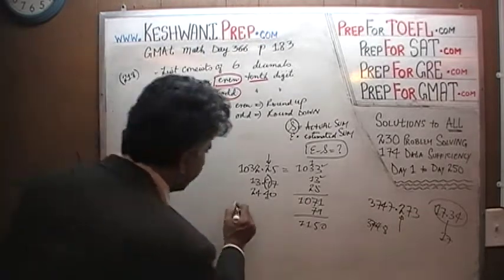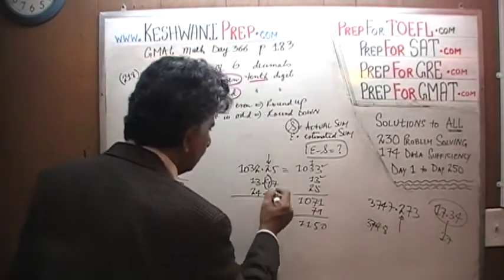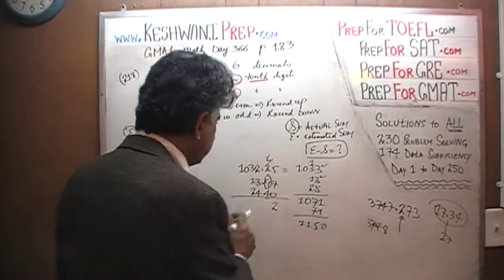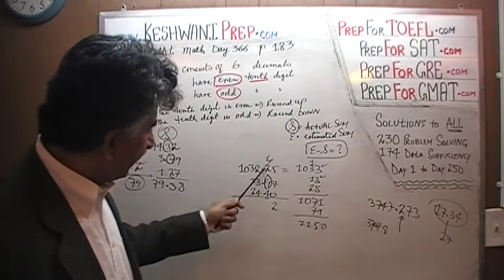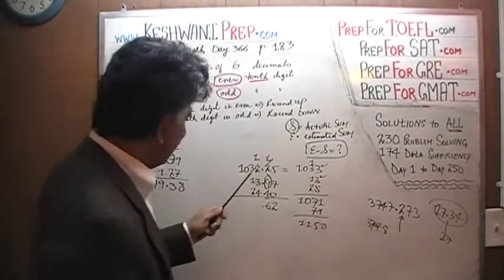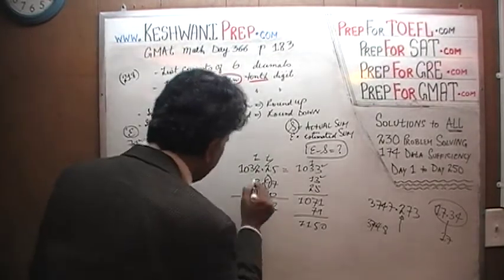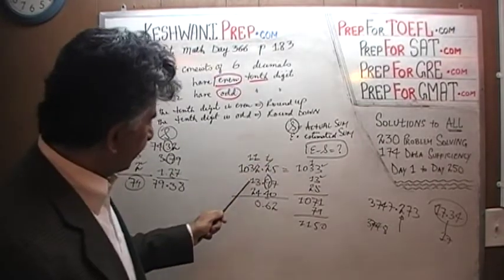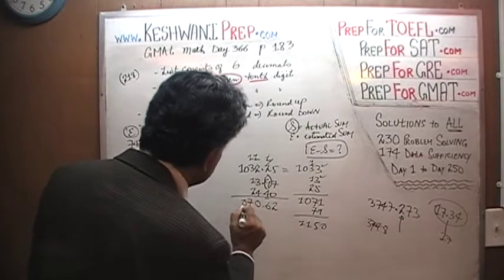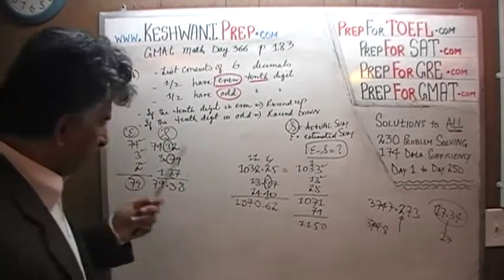Now let's add up these numbers. 2, carry 1, we get 12, we carry 1. 1 plus 9 is 10, 10 plus 2 is 12, plus 4, 16. Carry 1, we get 3, 1 plus 2 is 3, 3 plus 3 is 6, 6 plus 4 is 10. 0, carry 1. 3 plus 3 is 6, 6 plus 1 is 7. I must have made a mistake somewhere. Oh, there you go. So that's what I get there.